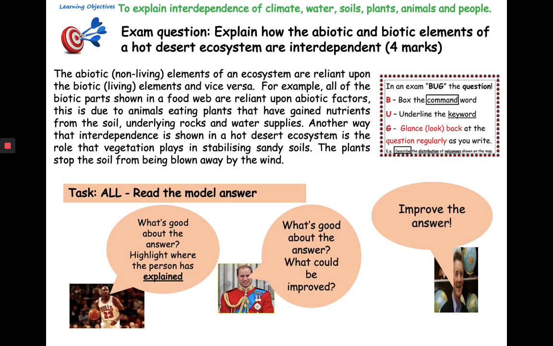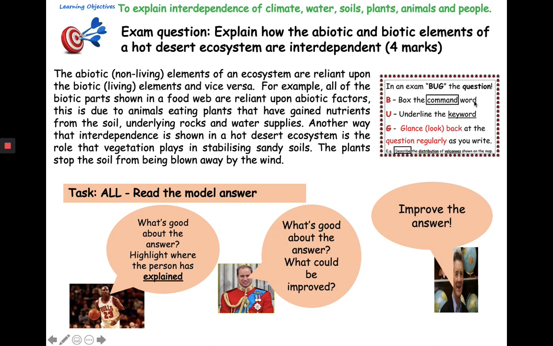Okay, your final task then on the sheet is to look at this example question. And it is: explain how the abiotic and biotic elements of a hot desert ecosystem are interdependent. So, your task is to read through the model answer. If you're an OK geographer, you're going to look at what's good about the answer and highlight where the person has explained. If you're a good geographer, you're then going to look at what's good about the answer. What could be improved though? And finally, if you're a top geographer, have a go at actually improving the answer.